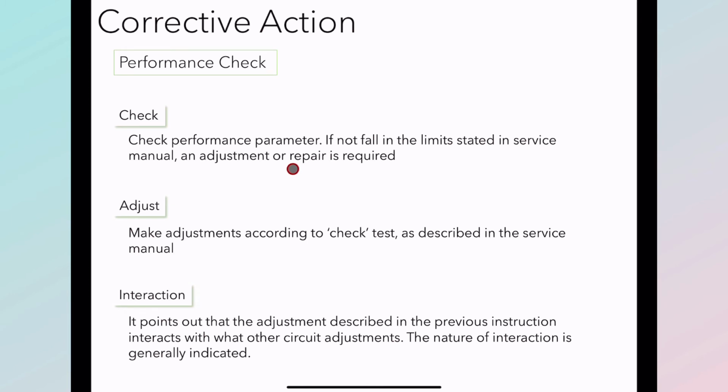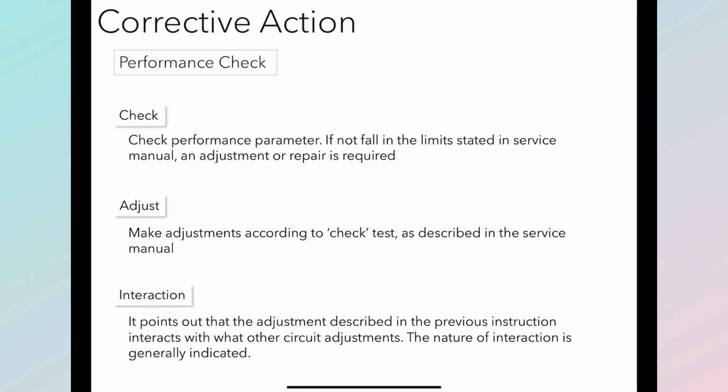So we assume that we need some adjustment, and the adjustment will be suggested from the advice we get from the service manual. We'll see what our values of the performance parameters are, and we see the corresponding adjustments which are suggested in the service manual. Those adjustments will be made in the next step, according to the check test as described in the service manual, and the check will be performed again.